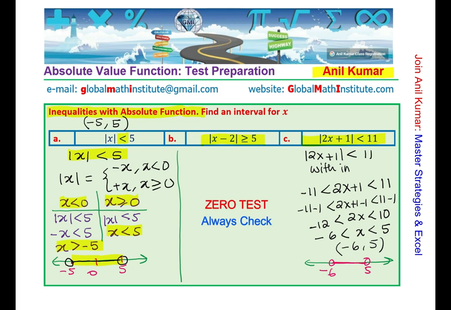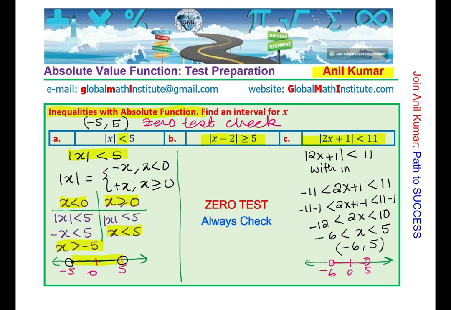Now, another important thing which I want to tell you at this stage is a zero test method. Now, zero test, I should say method, or I should say check. Your answer should be checked: does the value of x lie within the solution? So in our case, 0 is a part of the solution. So if I put 0 here, I get 2 times 0 plus 1, right? Which is 1, right? So we know that 1 is less than 11. So that means 0 is a part of the solution.